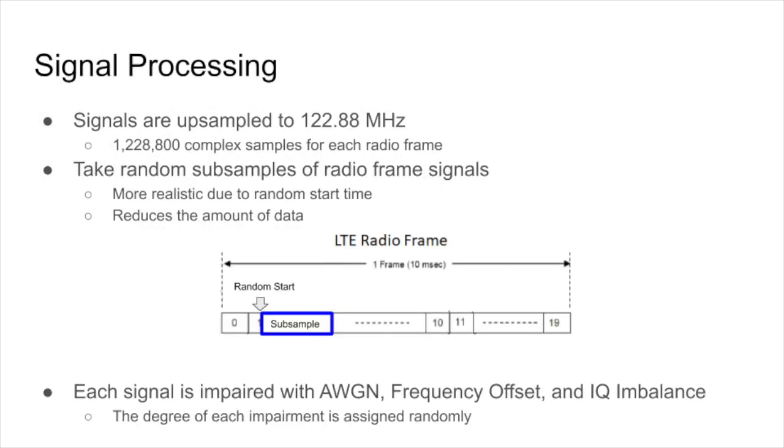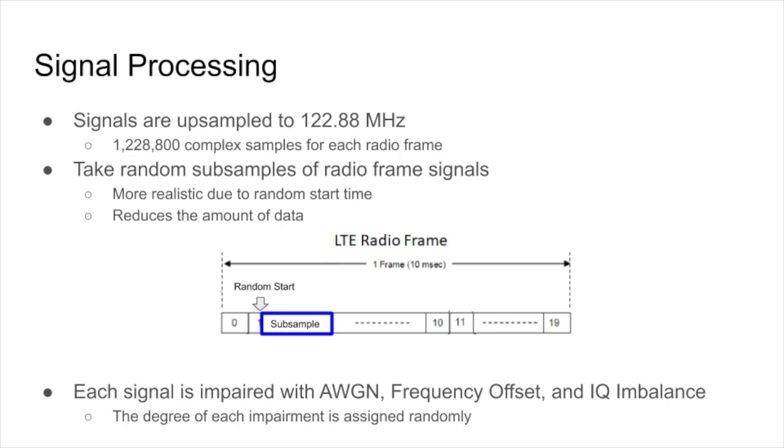So before we could use the data set for training, we had to do some signal processing on it. So the first thing we did was upsample all of the signals to 122 megahertz. And this was because the largest bandwidth signal needed this sampling rate. So in order to have the same sample rate for each signal, so each sample is worth the same amount of time, we upsampled everything to the highest sample rate needed. And this meant that each radio frame signal is 1.2 million complex samples.